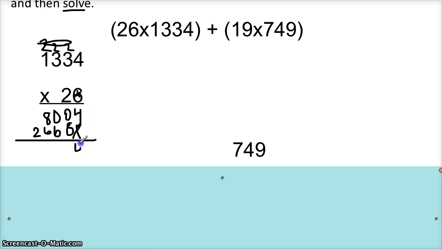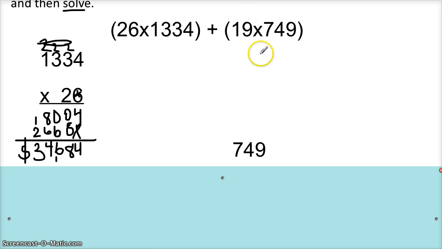4 plus nothing is 4. 8 plus nothing is 8. 6 plus nothing is 6. 8 and 6, 14. And carry my 1. So she spent a total of, after that, $34,684 on treadmills. Hopefully she's gotten a business loan.